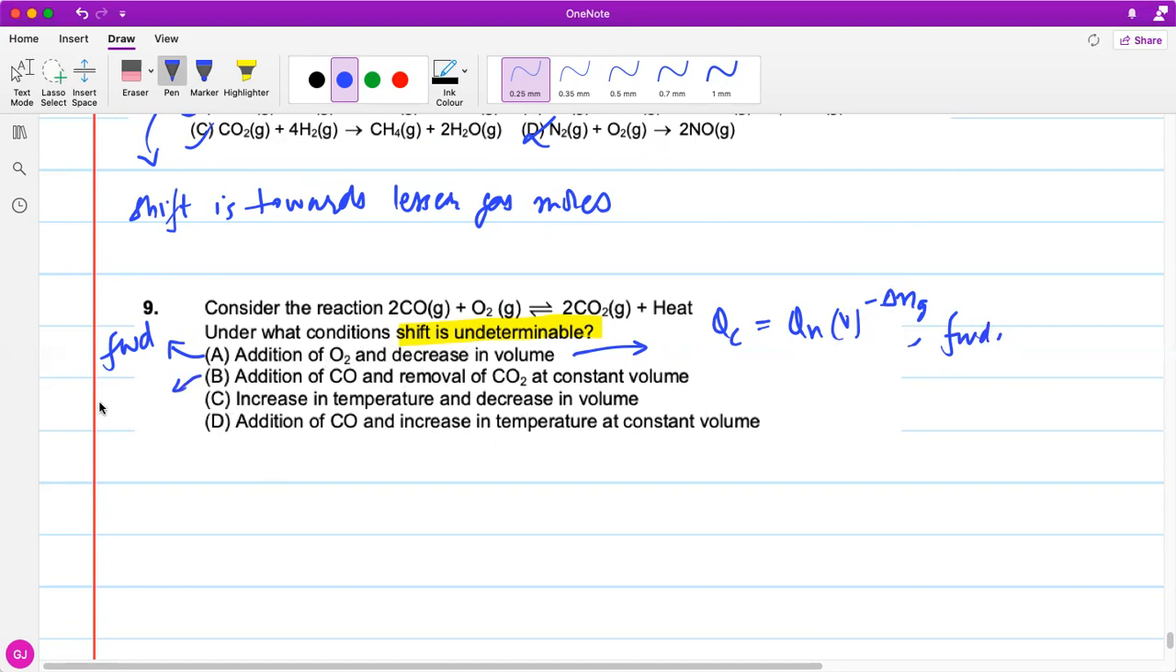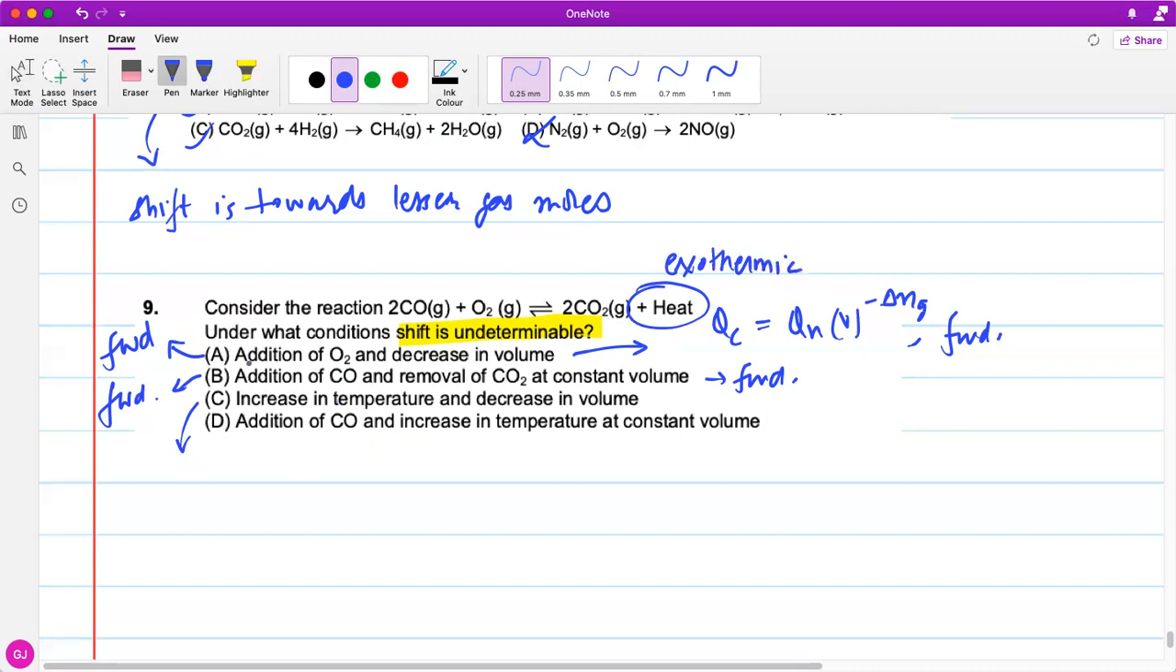Addition of CO will again shift the reaction in forward direction. Removal of CO, like removing the product, will also shift the reaction in forward direction. Right? I judge this based upon Q being written as products upon reactants. Right? Increase in temperature, right? Because it is plus heat, that means it is exothermic reaction. Right? यहाँ पर heat release हो रही है.